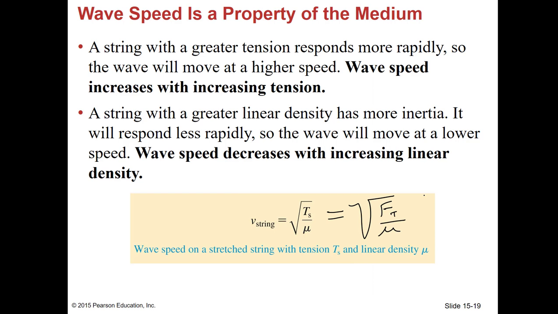I sometimes will write it like this just to distinguish it from T for period. So this is force of tension divided by mass per length, and mu is the mass per length. Sometimes in problems the mass and the length will be given to you, so you have to calculate mu. Sometimes it's just quoted as the mass per length, and then it's just given to you.